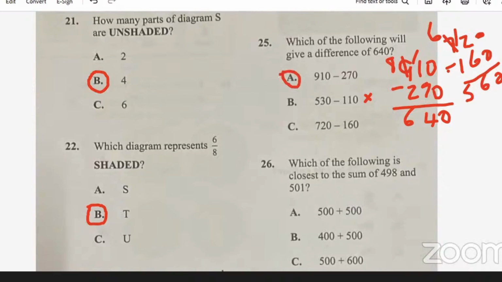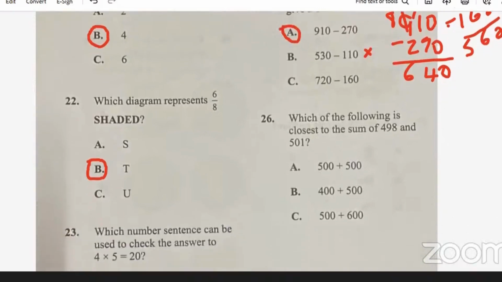If you have to do your calculations, then that's what you do. All right, question 26. Which of the following is closest to the sum of 498 and 501? You can actually look at this and tell what the answer is, because if you take one off 501 and put it on the other side, it would be 499. So the closest one would have been 500 plus 499. So this would have been the closest.